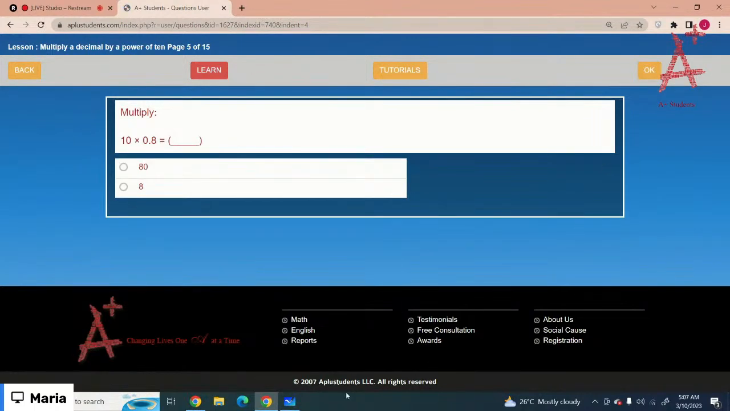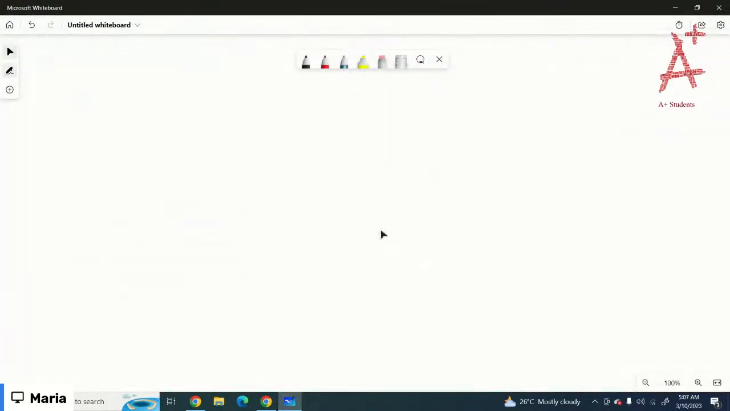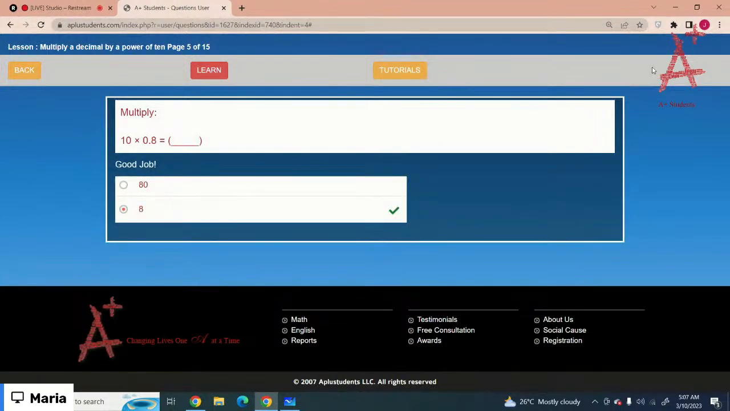Okay, the next one is 10 times 0.8. So which is the correct option? 10 times 0.8, you have just one zero. That means you need to move one place right. When you move one place right, it would be 8.0 or either 8. So the correct option is 8. Just select the correct option, then click on the OK button.